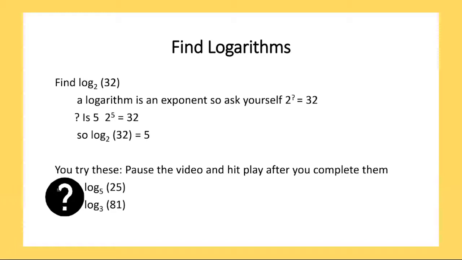When you're trying to find a logarithm, if you look at log base 2 of 32, you should be asking yourself, 2 to the what equals 32? 2 to the 5th power equals 32. So the answer to the problem is log base 2 of 32 is equal to 5, because 5 is the exponent. Now I'd like you to try these two problems. Pause your video and hit play after you complete them.